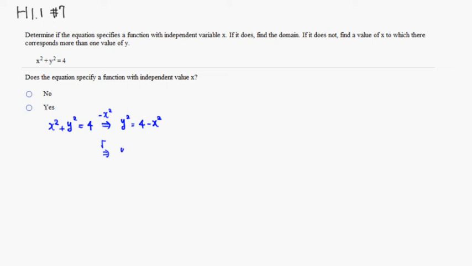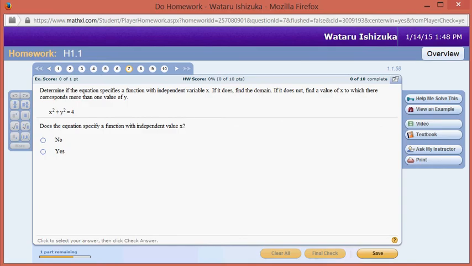Then you have y is equal to... Whenever you take the square root, you have to be careful because you have to consider a positive version and a negative version. So you have plus or minus the square root of 4 minus x squared. So you can see that there are actually two different formulas, and therefore it's not going to be a function, because you might end up with two separate y values corresponding to x. So the answer would be no. Let's type that in. So it's no.